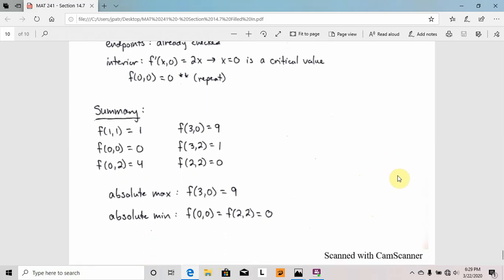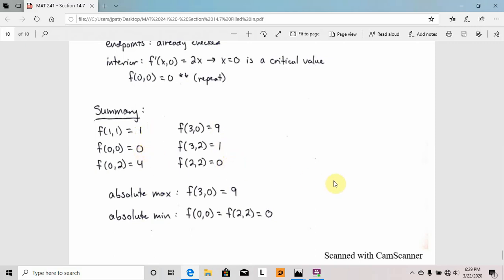So then the summary. So here's the list. This is the list of everything that we got, right? So that f of 1, 1 equals 1, that's from the very beginning. That's from the interior. And that's the only one from the interior, right? Because then we got these two from when we did L1. We got these two from when we did L3. And then this last one came from L2. And then L4 didn't really give us anything new, right? It gave us this guy again right here.